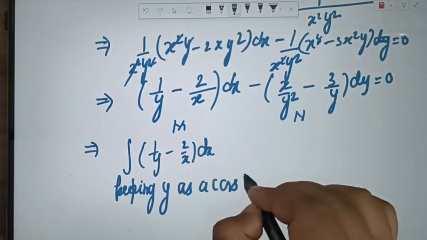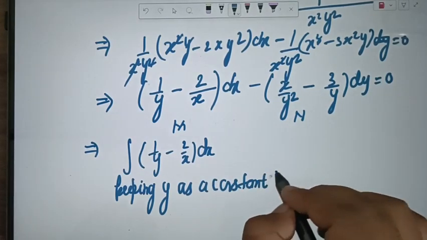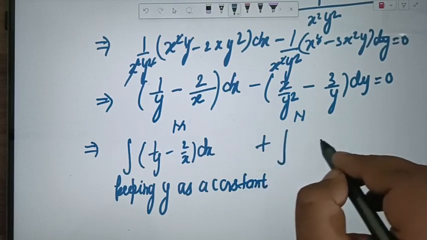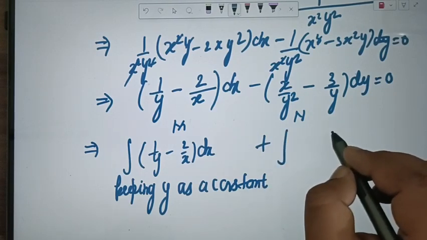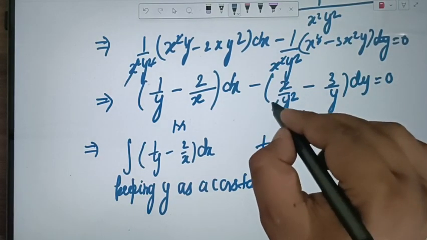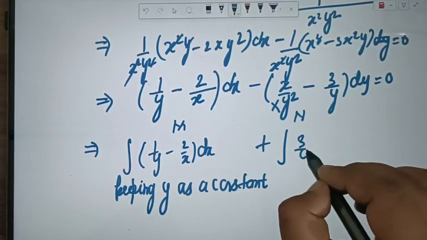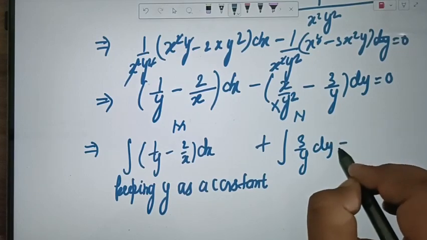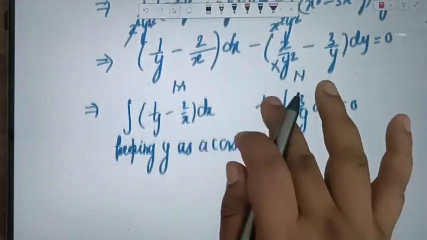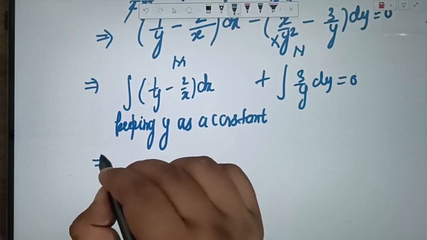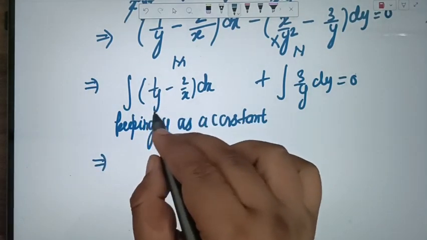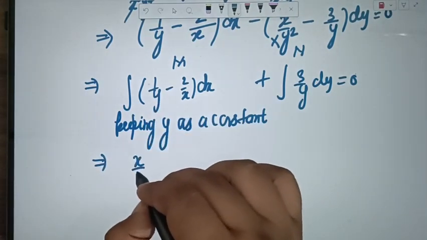So we have the very simple methodology, right? And what about the n? Only those terms of n which do not contain x. So we remove this term. So here we have plus 3 upon y dy is equals to 0. So what about the integration? In this integration we have 1 upon y as a constant. So you can write x upon y.